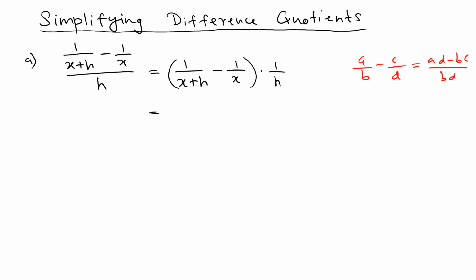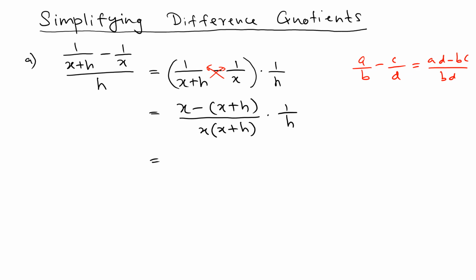That's a shortcut. It's going to act like a cross multiplication. In this case, we get 1 times x minus 1 times x plus h, and then divided by x plus h. We don't need a parenthesis here. So let's write again: we have x minus x plus h divided by x plus h. That's what happened to the first term, times 1 over h.